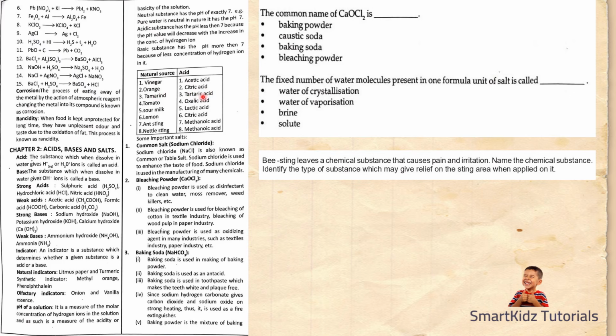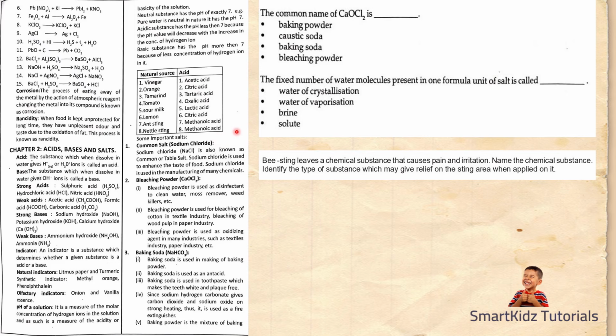Some of the products given over here are vinegar, known as acetic acid. Orange contains citric acid. Orange is not known as citric acid; orange has citric acid as its content. Tamarind has tartaric acid. Tomato has oxalic acid. Sour milk has lactic acid. Lemon has citric acid, just like the citrus fruits. And ant sting has methanoic acid, and nettle sting also has methanoic acid. So these are some examples.